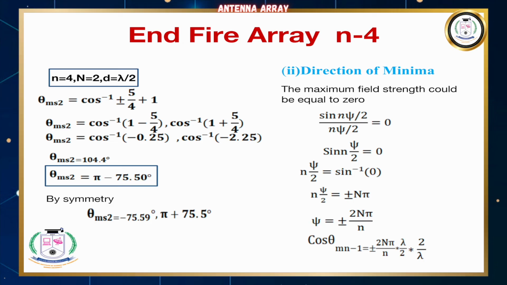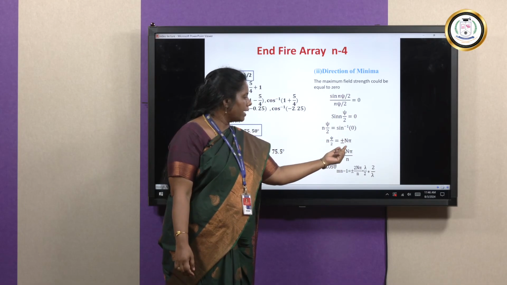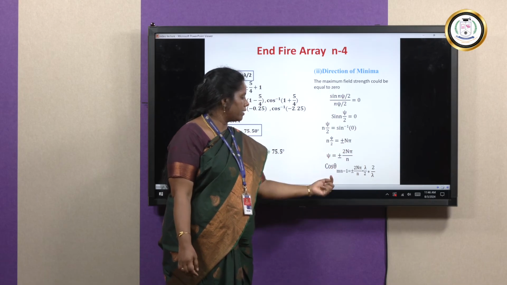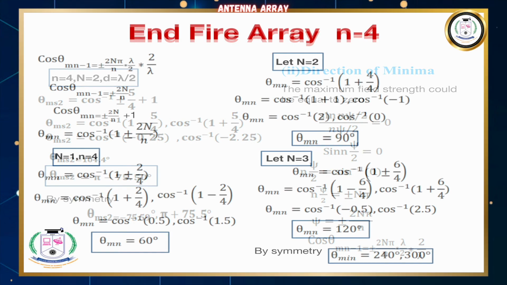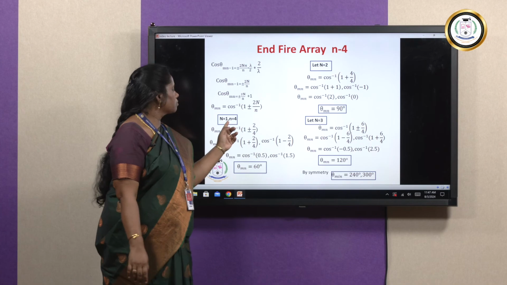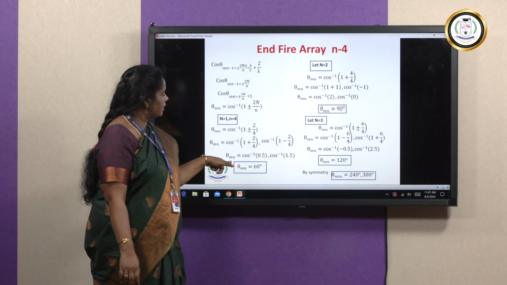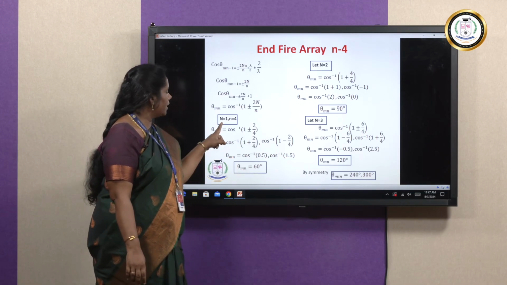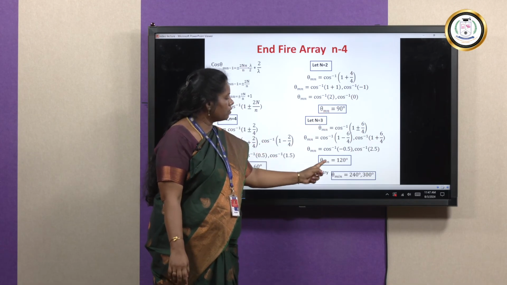Next, direction of minima. As usual, we are taking 0. So when we are substituting, angle psi is equal to sine inverse 0, equal to plus or minus n pi, so 2 n pi by n. So for cos theta minimum, when we are calculating the values, we will get cos inverse 1 plus 2 N by n, where capital N is 1, 2, 3 and 4, and small n is the total number of antennas. So the minima direction we will get is 60 degree for N equal to 1, 90 degree for N equal to 2, and 120 degree for N equal to 3.